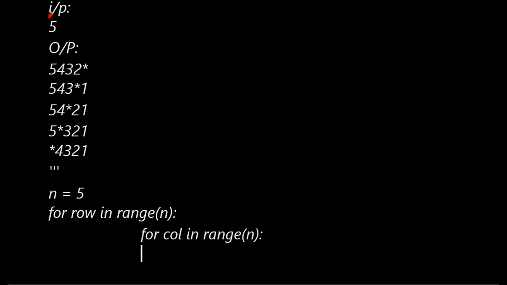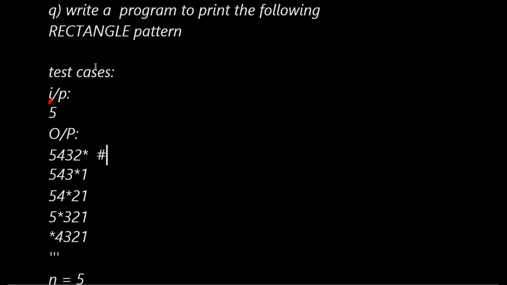So each and every time, what do I need to print? For the first time I need to print 5, second time I need to print 4, then 3, and then 2, and then 1. So for the first time I need to print 5, which is nothing but the n value. And the second time I need to print 4, which is n minus 1 value. And the third time I need to print 3, which is nothing but n minus 2 value.